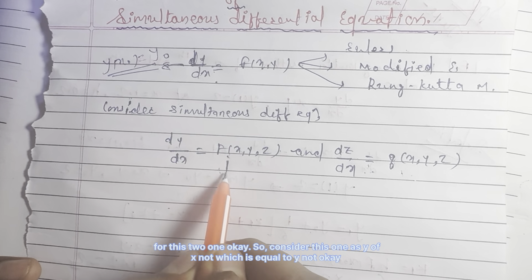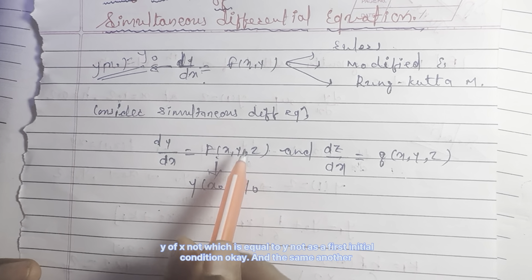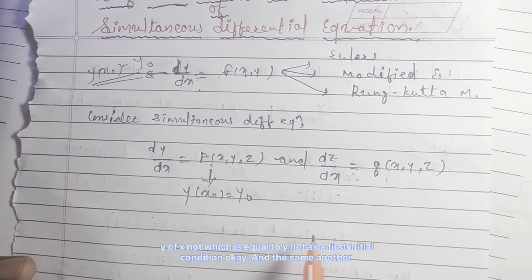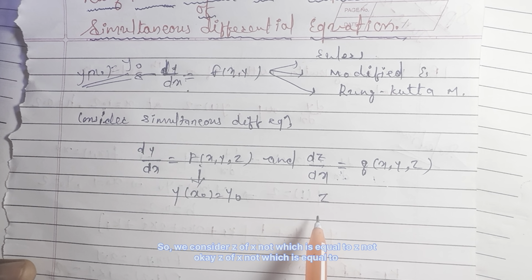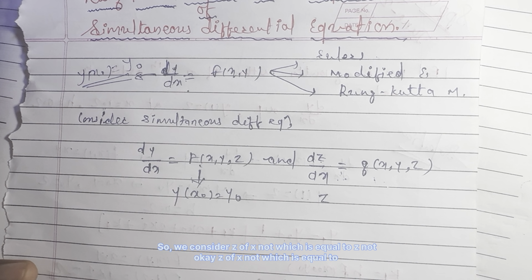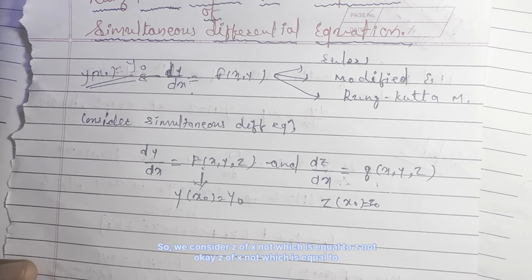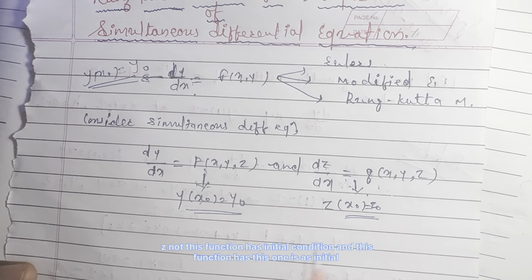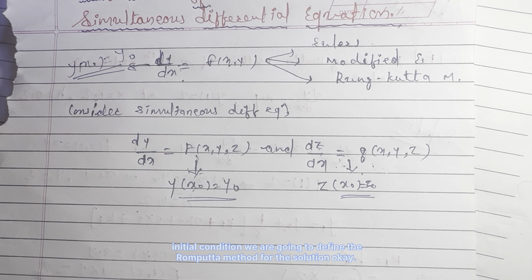Consider y of x naught equal to y naught as the first initial condition. And for the other initial condition, we consider the function z. So we consider z of x naught equal to z naught. This function has this initial condition, and that function has that one. So with respect to these two initial conditions, we are going to define the Runge-Kutta method for the solution.